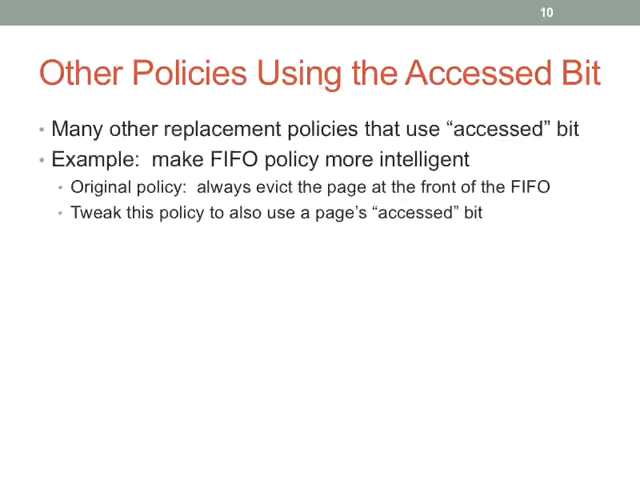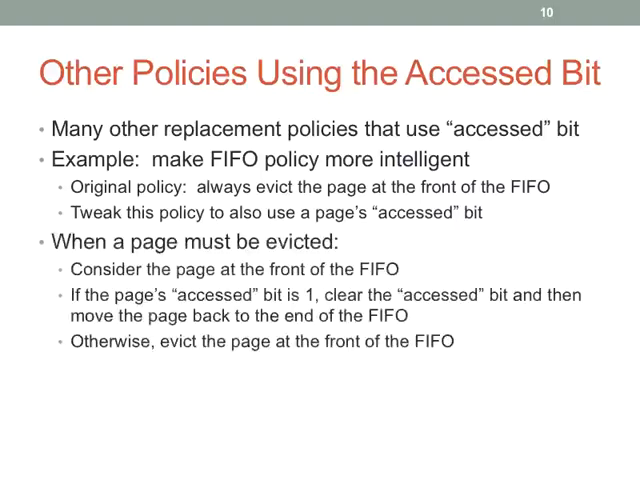There are a lot of other policies that use this access bit. They're kind of interesting. One is FIFO. We can take FIFO and make it a little more clever by having it also look at the access bit of the page at the front of the FIFO. Remember, the original policy is that when a page is at the front of the FIFO, it is the candidate for eviction regardless of what the program is doing. We can change this so that if the access bit of the page we want to evict is 1, then we won't evict it. We'll move it to the back of the FIFO. If the access bit is 0, then we go ahead and evict it.